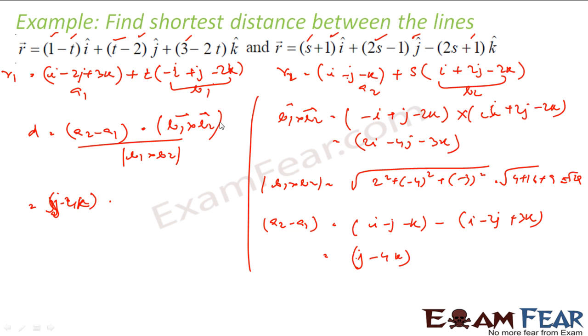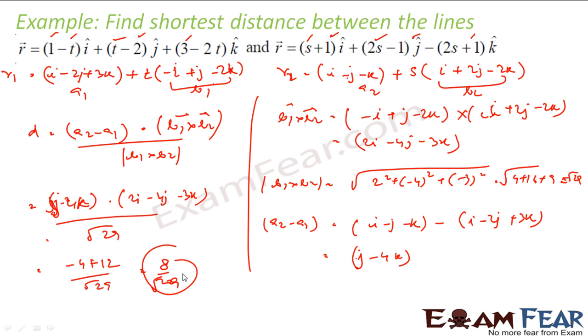This, j minus 4k, dot B1 cross B2, which is this guy, 2i minus 4j minus 3k, and the magnitude of this guy is nothing but root 29. So if you solve this, this becomes j into minus 4 is minus 4, and minus 4k into minus 3 is plus 12, divided by root 29. That is 8 by root 29, and that is my answer. Correct?